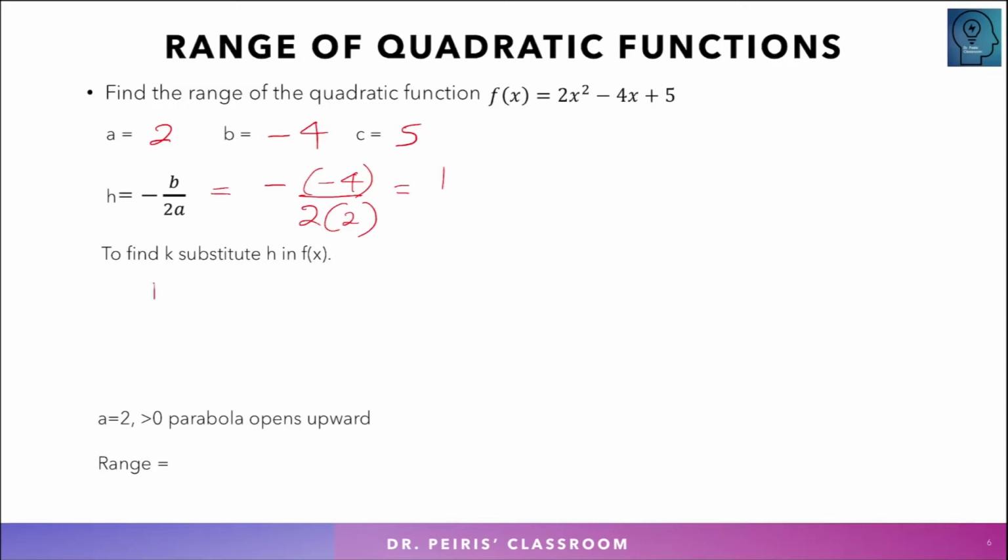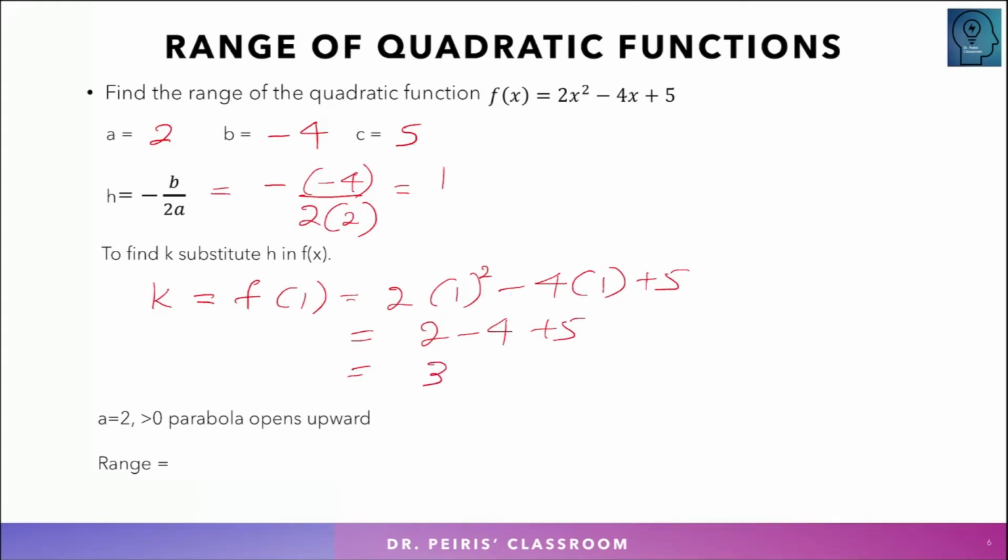To find the k, we substitute x equals 1 in the given equation. So f of 1, because we found the h equals 1, which means we are looking for f of 1. So 2 times 1 squared minus 4 times 1 plus 5. If we simplify this, this is 2 minus 4 plus 5, equal to 3.